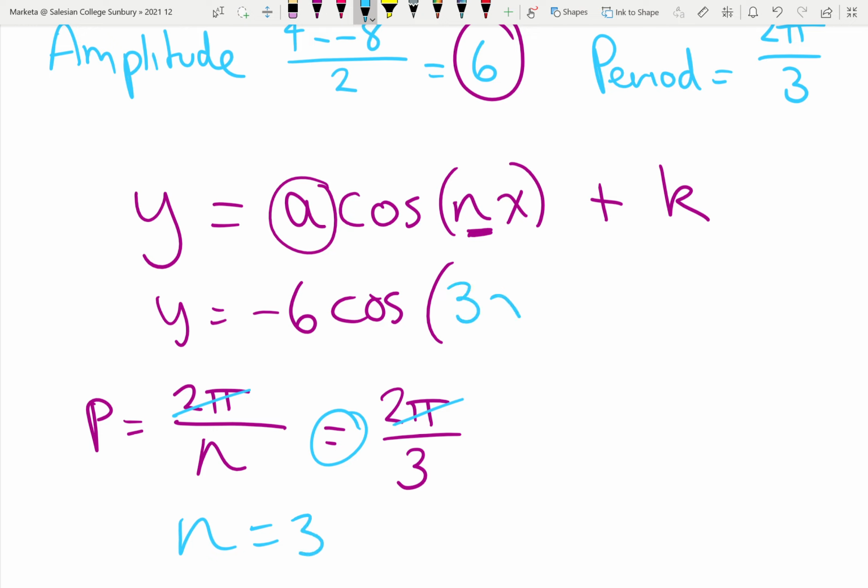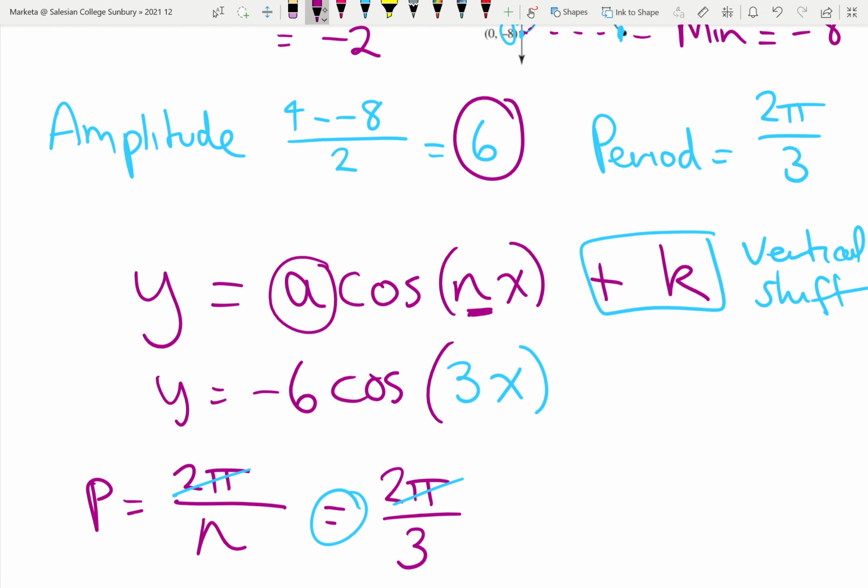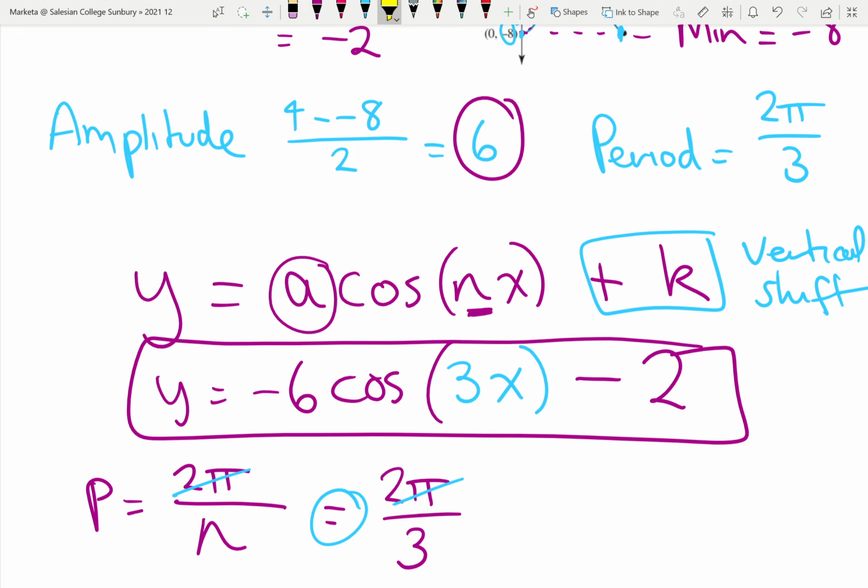So now we can say 3x, and then this plus k thing, and we know that the plus k refers to our vertical shift. The vertical shift we already know, because we saw that our mean value was -2. So that means that our normal cos graph, where the mean value would be 0, has gone down 2 units. So in other words, our k value is -2. So the equation here would be y equals -6 cos 3x minus 2. So that would be that.